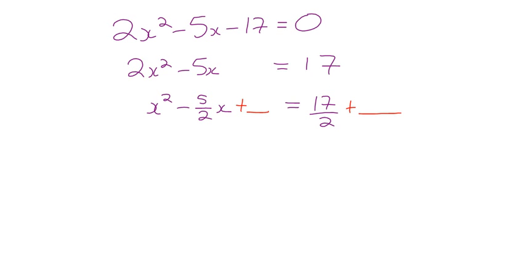So now we come down to the next line. We go x minus, we take half of 5 halves, which is 5 fourths, 5 quarters. And we're going to square that. Now we come back up and fill in this line. So what is 5 over 4 squared? 25 over 16. 25 over 16. And what do we do over here? You do the same thing, right?